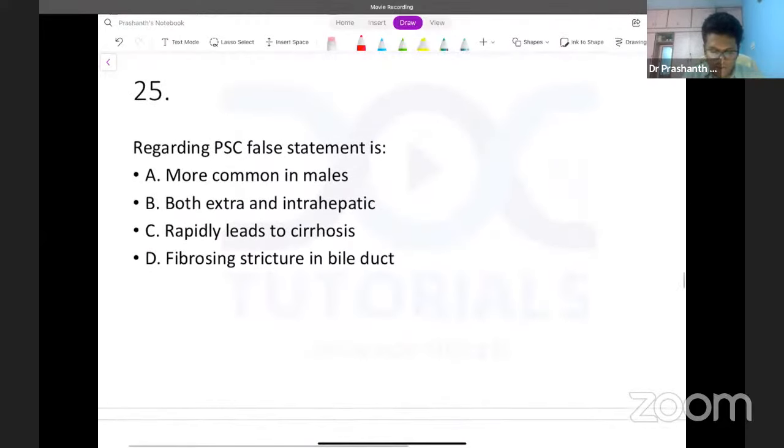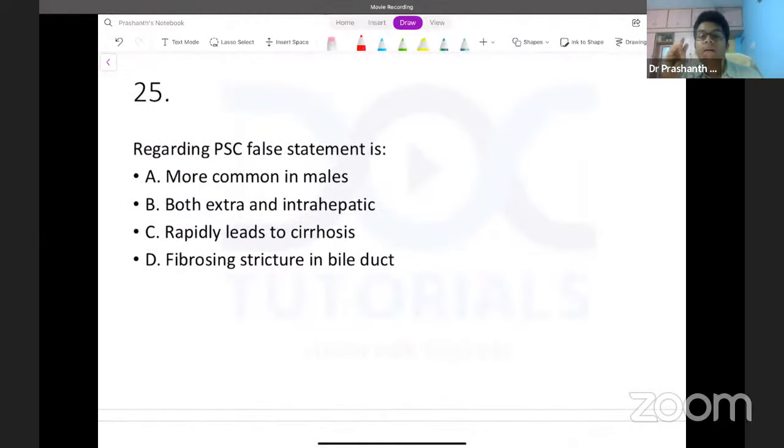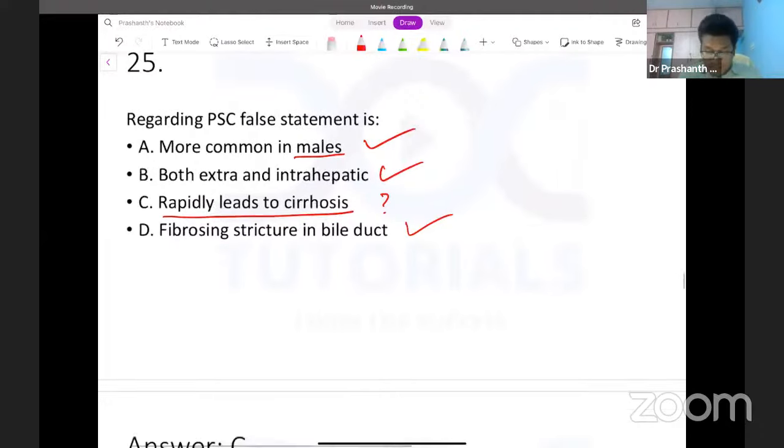And next question is regarding PSC. The false statement: it is more common in males, which is true. Both extra and intrahepatic, which is true. It rapidly leads to cirrhosis? Question mark. Fibrosing stricture of bile duct is true. So if these were the exact options, you can mark C because the rest of them you're sure. But then what is the data for this?